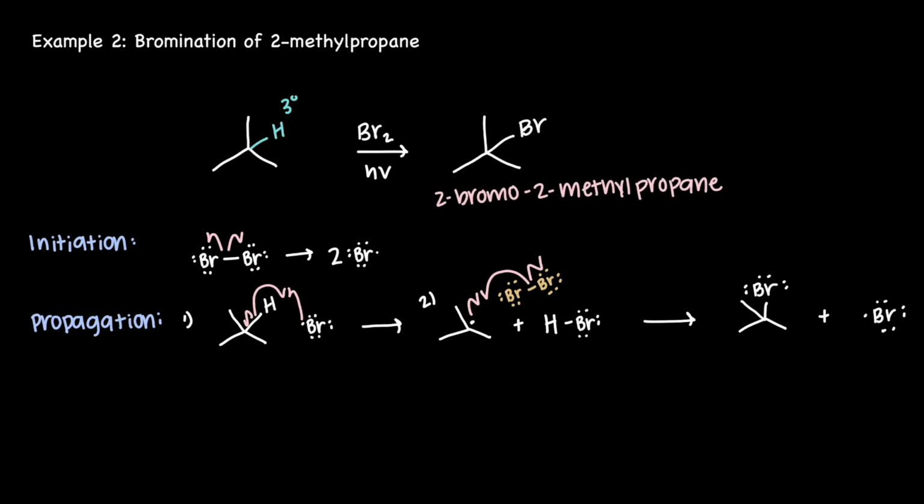Looking at the products, 2-bromo-2-methylpropane is overwhelmingly the major product. No stereocenters are formed. Finally, in the termination step, two bromine radicals combine to form a bromine-bromine bond.